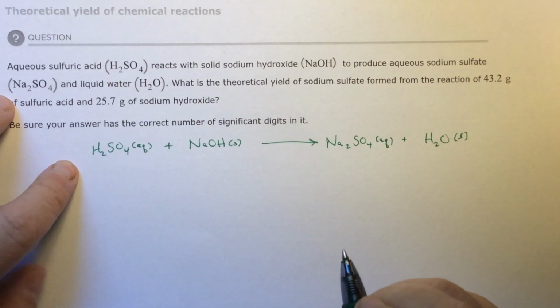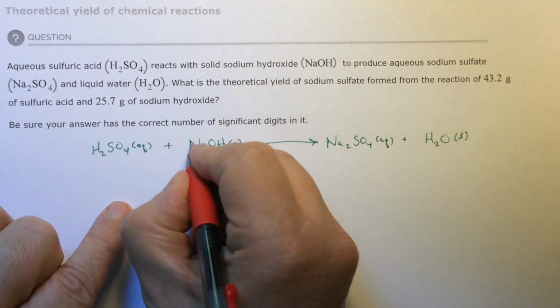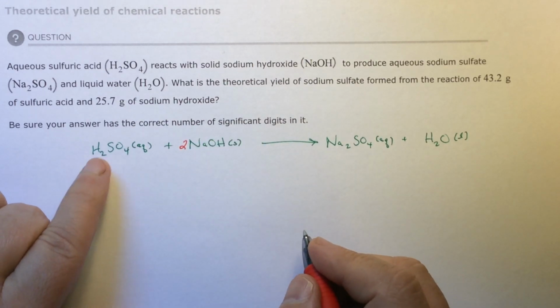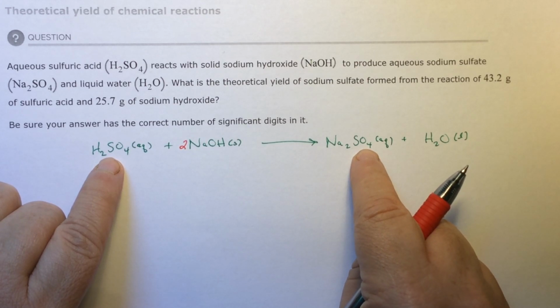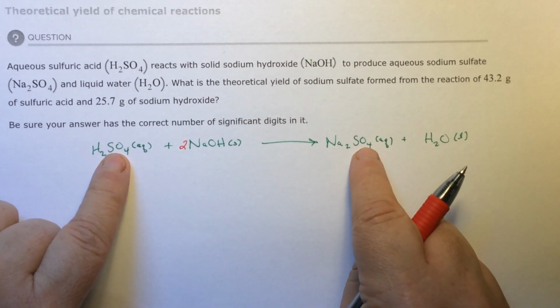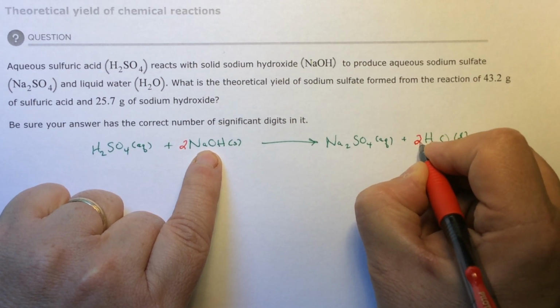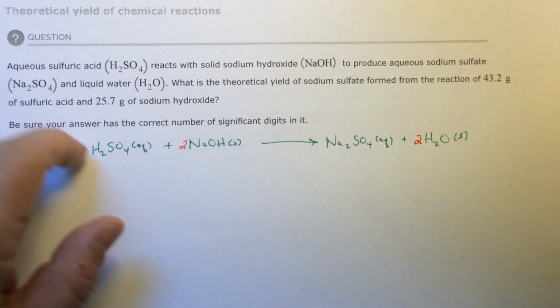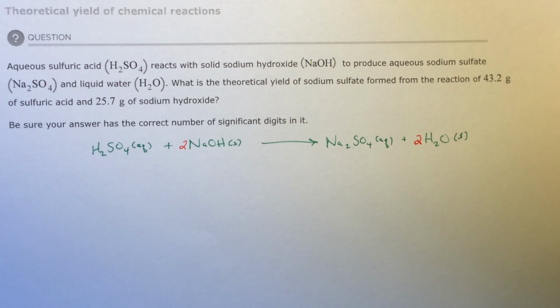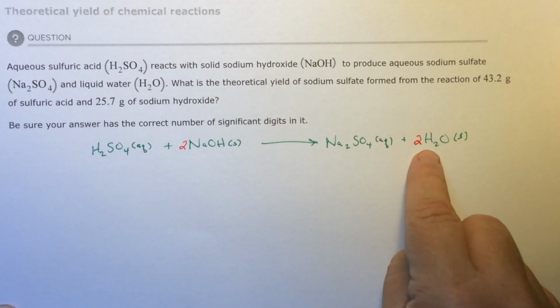All right, let's quickly try to balance this. I've got two sodiums here. Sulfate and sulfate, I've got 1 and 1. That's good. Let's do oxygens. These have already canceled, so I've got 2 of these, so I need 2 of these. That leaves me 4 hydrogens. I've got 2 here and 2 here. All right, so I'm balanced. That's good. So now that it's balanced, I've got 1 to 2 to 1 to 2.